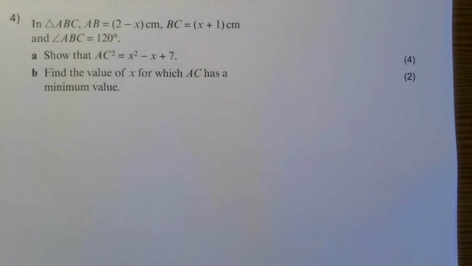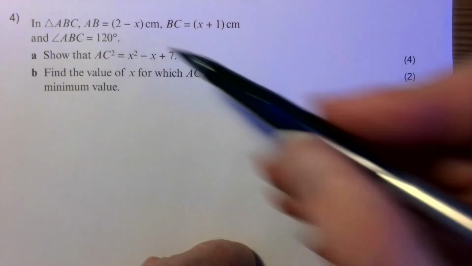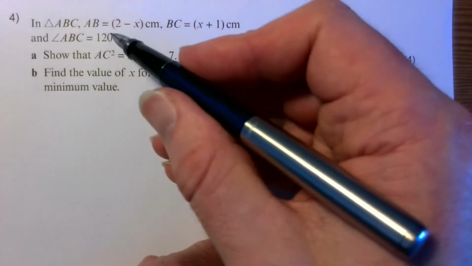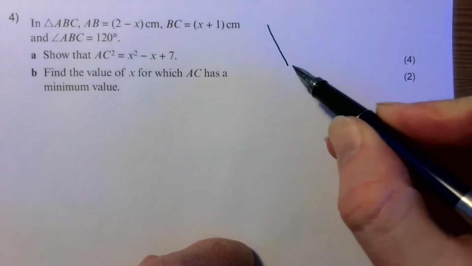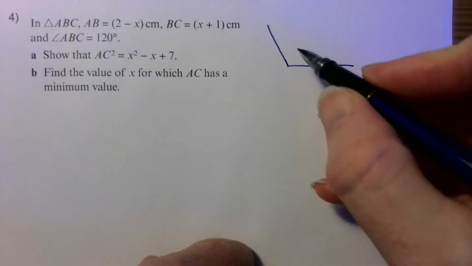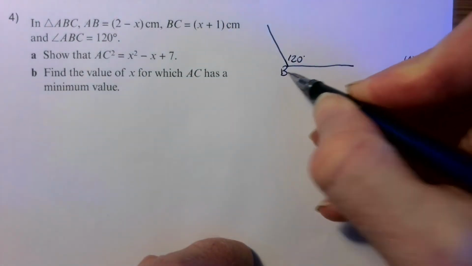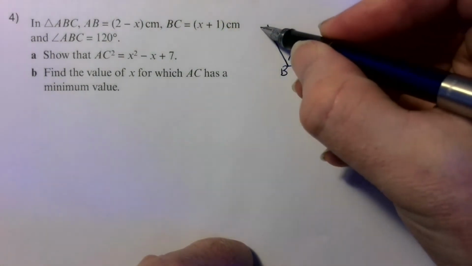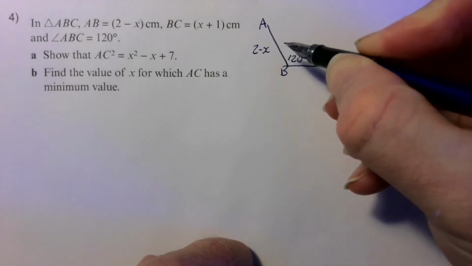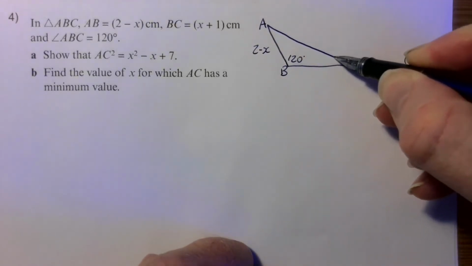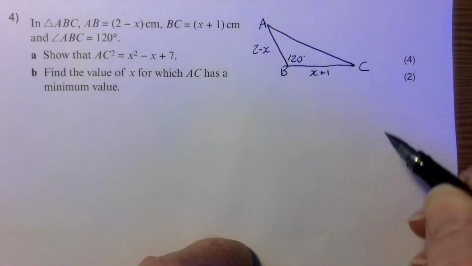Right, so this, before I even look at it, I'm going to start by sketching the triangle so that you've got some idea of what's going on. So it says it's a 120-degree angle, so let's draw a nice obtuse angle in there, put in 120. The B is at the center, so then we'll have A up here, that's 2 minus x for AB, it's the other part of the triangle, and B to C is x plus 1.